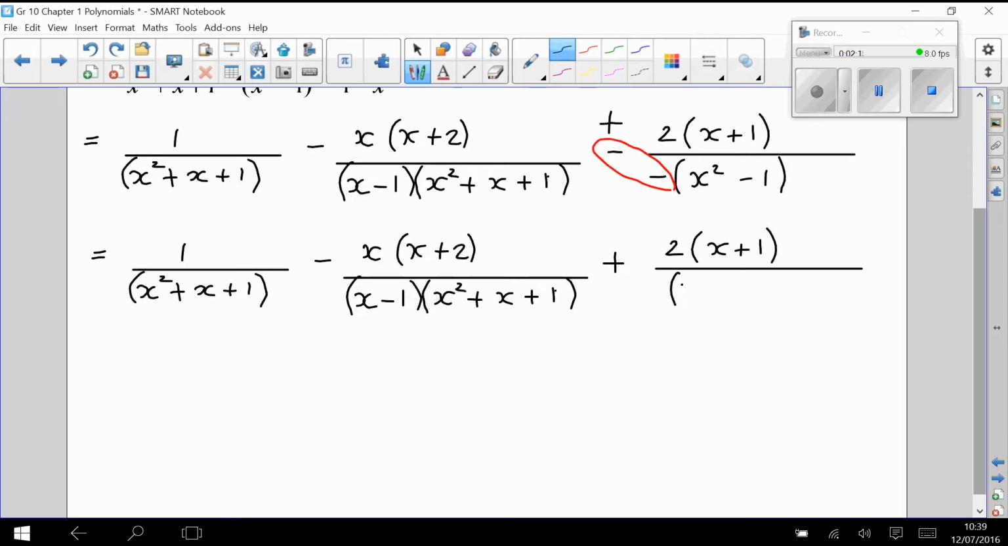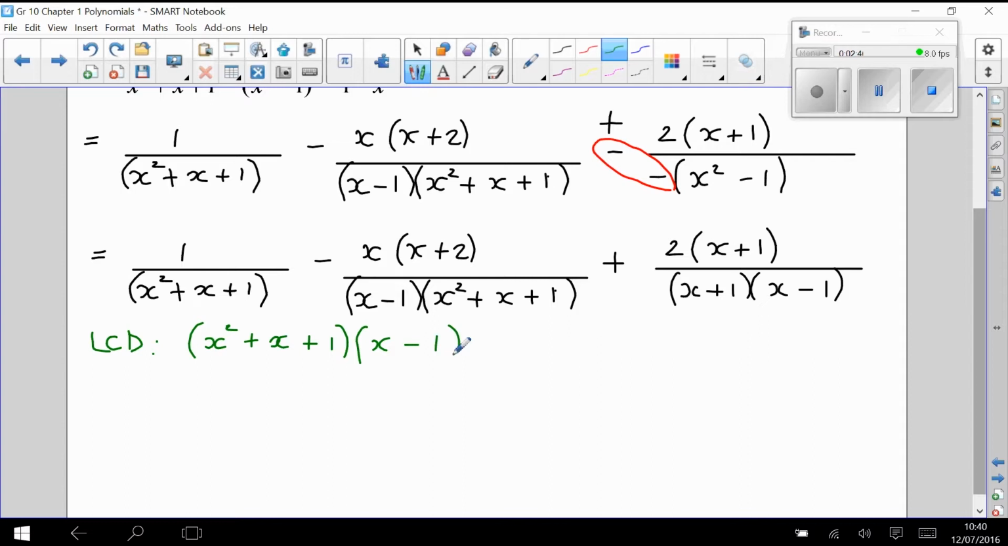Factorizing the difference of 2 squares, then, I can find that I'm now able to find my LCD. Remember that your LCD is the most of each type of factor. The x squared plus x plus 1 factor is repeated both in the first and the second fractions, but only once each. Then I have an x minus 1 factor, and I also have an x plus 1 factor.